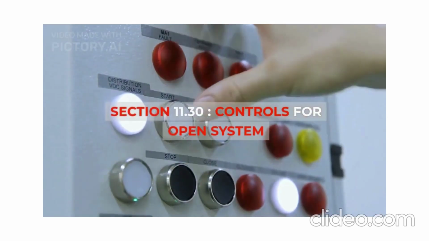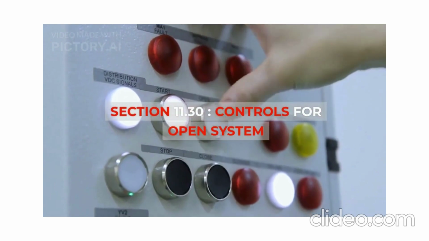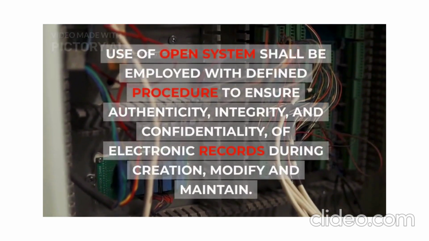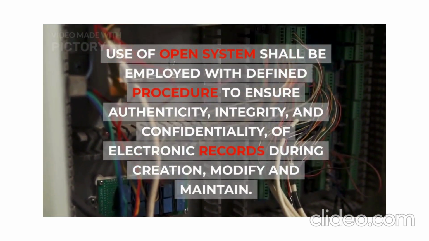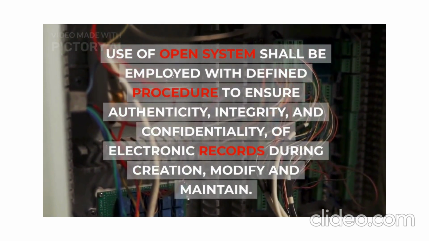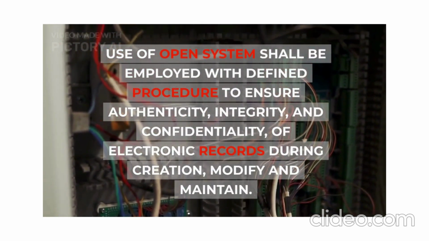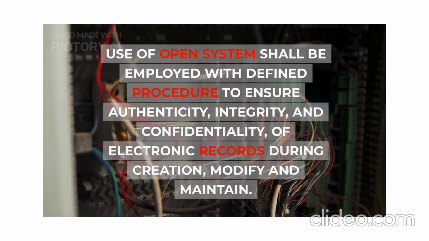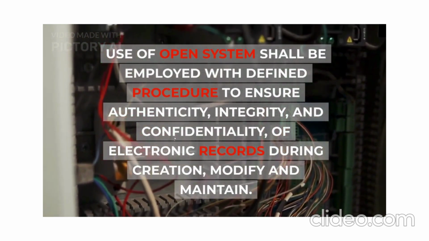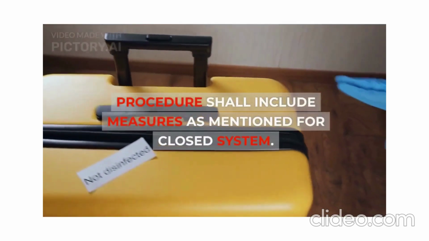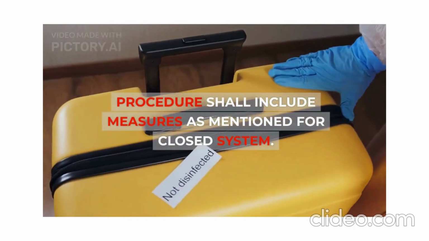Section 11.30 Controls for open system. Use of open system shall be employed with defined procedure to ensure authenticity, integrity, and confidentiality of electronic records during creation, modify and maintain. Procedure shall include measures as mentioned for closed system.